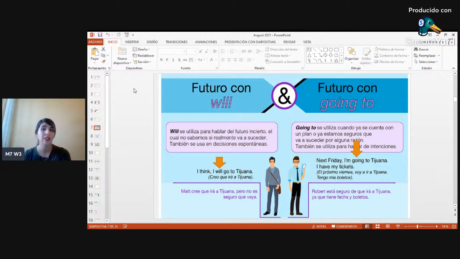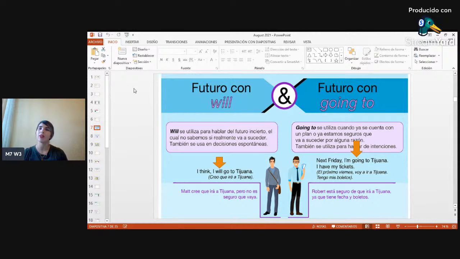But going to, it's different. It's about a certain future. Tú ya tienes prácticamente un plan con acciones para poder llegar a él y lograr alguna meta o algún objetivo que te hayas establecido. Next Friday, ya tenemos hasta un día específico. Next Friday, tickets. El próximo viernes yo voy a Tijuana, o voy a viajar o voy a ir a Tijuana. Ya tengo mis boletos. Entonces es más probable que la persona que tiene sus boletos viaje.